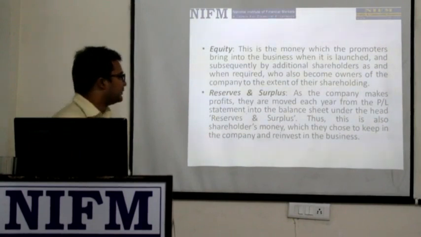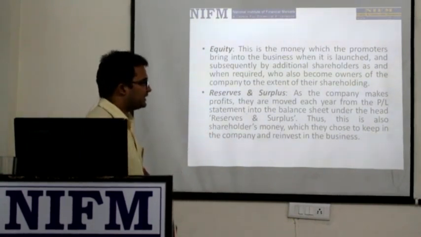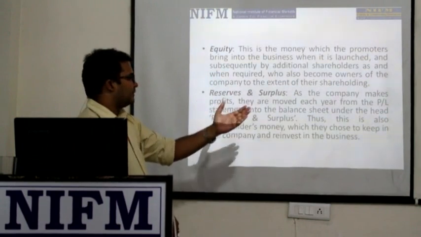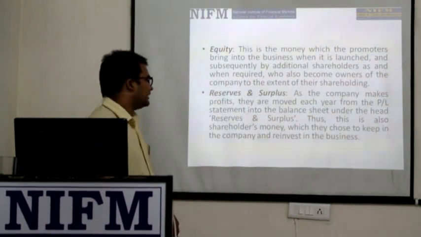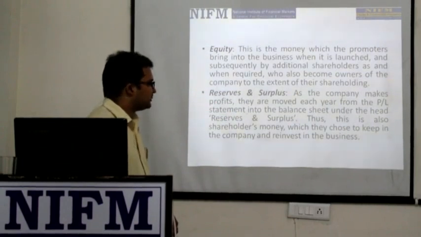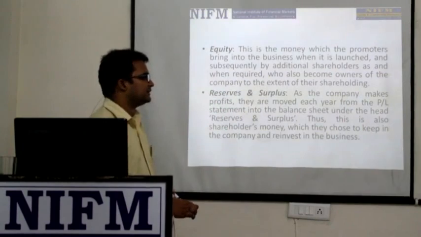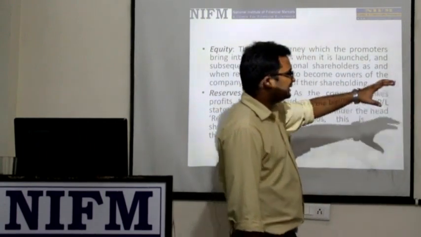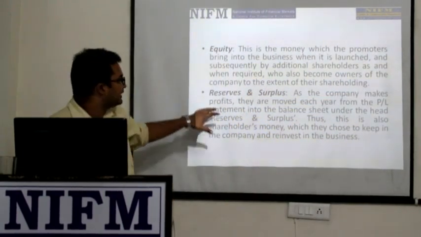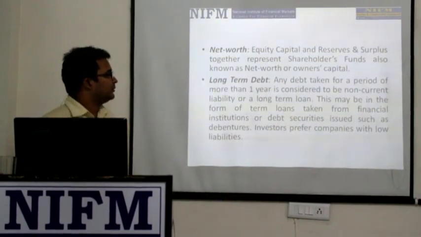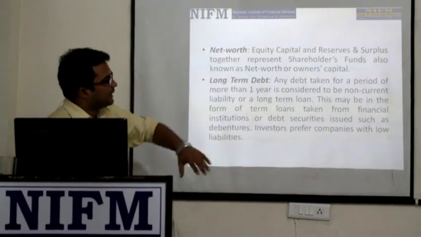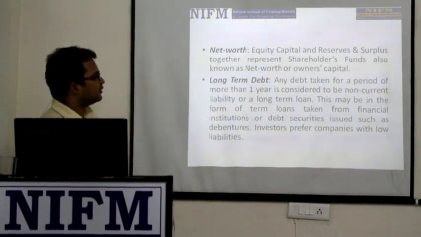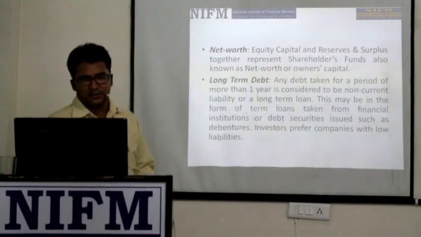So reserves and surplus: as the company makes profit, it is moved each year from the P&L. As I've said before, after paying the dividend, the retained amount will be transferred to reserves, stated in the balance sheet under the head reserves and surplus. Thus this is also shareholders' money which they choose to keep in the company and reinvest in the business. That is why we have taken that into the reserves. As I have told before, the equity capital which the promoter brought and the reserves and surplus taken together represent the shareholder fund, also known as the net worth or the owner's capital.